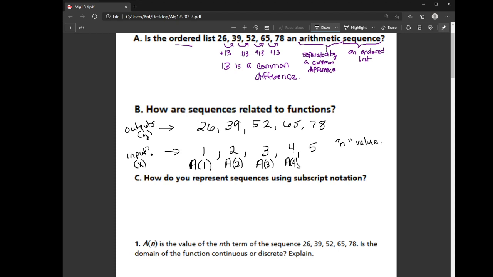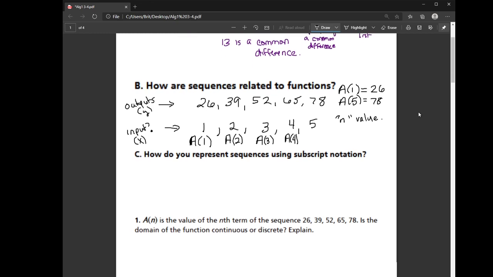So these A values correspond with the 26. I would say, for example, A sub 1 is equal to 26, because if I look in that first position, it gets me 26. Or A sub 5, for example, would be 78, because 78 is in the 5th position on the counter.